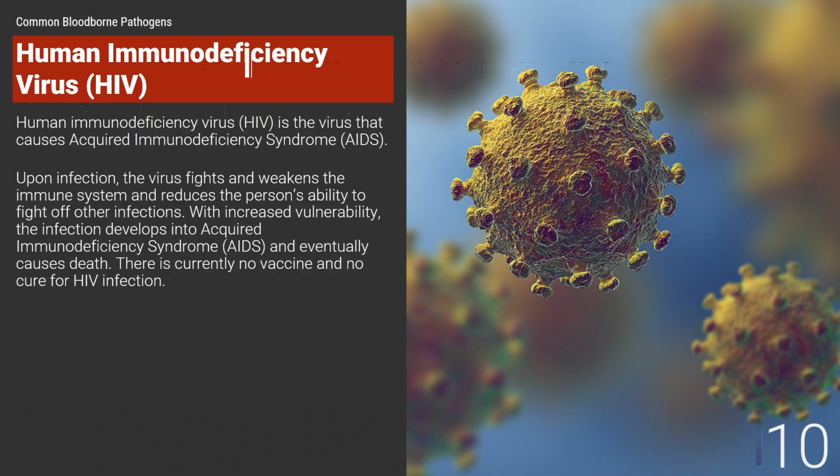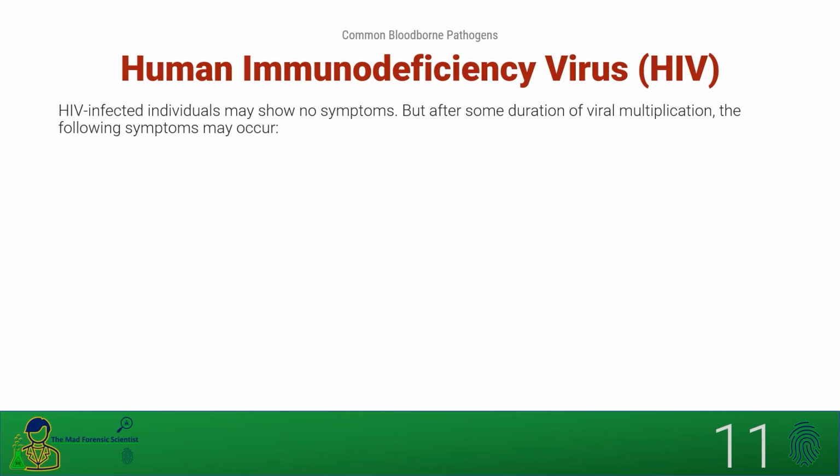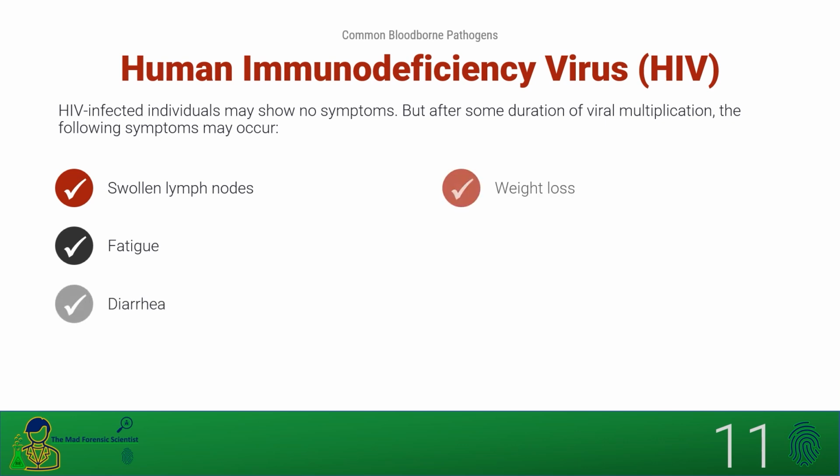HIV-infected individuals may show no symptoms, but after some duration of viral multiplication, the following symptoms may occur: swollen lymph nodes, fatigue, diarrhea, weight loss, persistent fever, persistent dry cough.